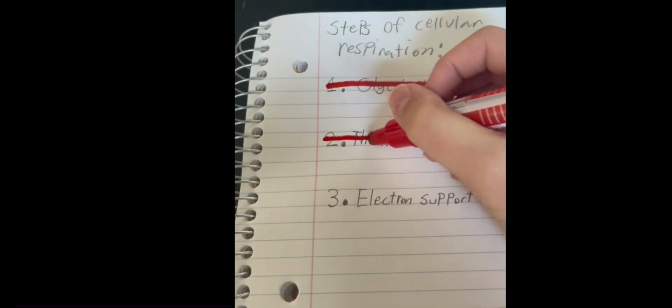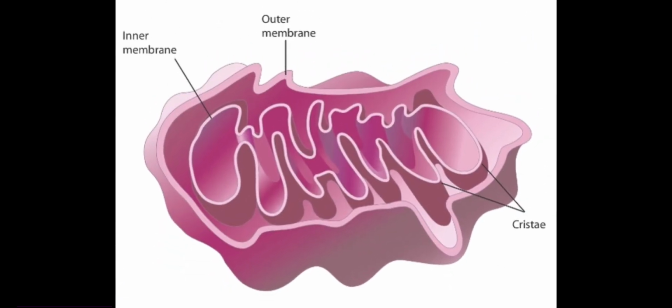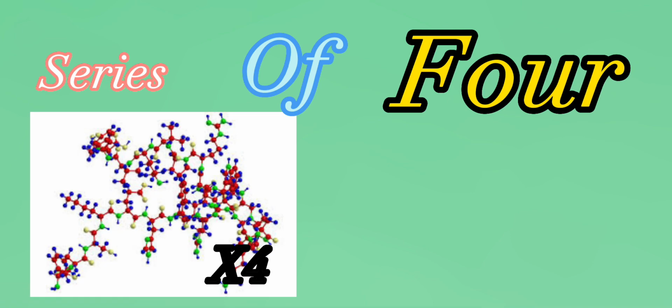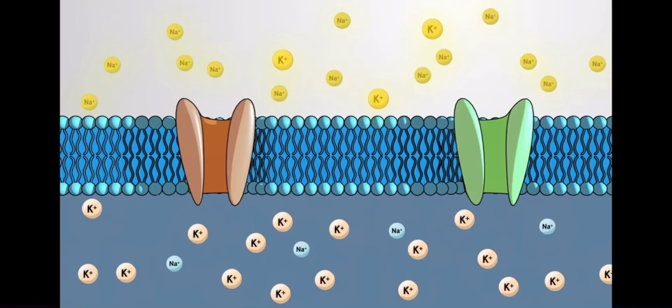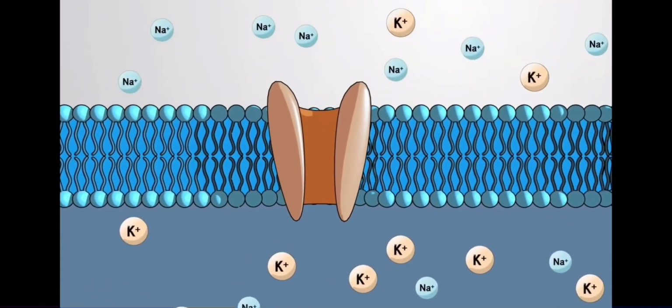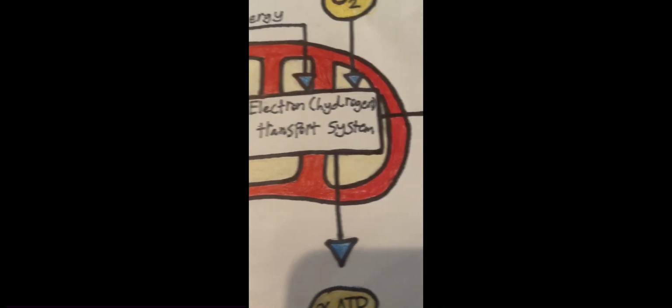The final step is the electron transport chain. The electron transport chain takes place in the inner membrane of the mitochondria and is a series of 4 protein molecules that reduce redox reactions. This creates an electrochemical gradient that leads to the production of a large amount of ATP. After the ATP has been processed, water is released as a waste product.